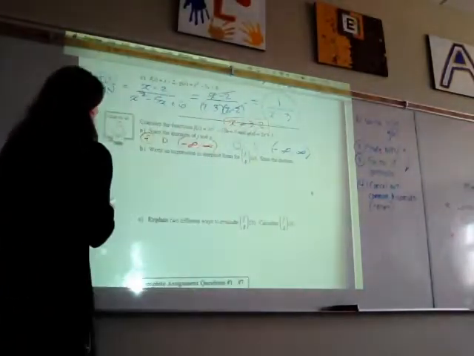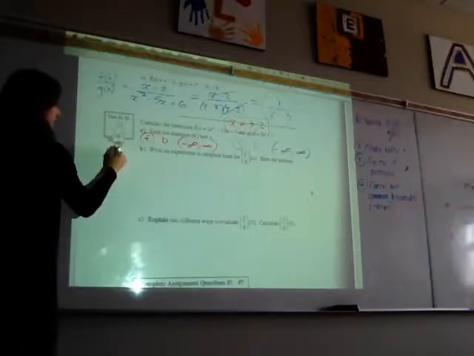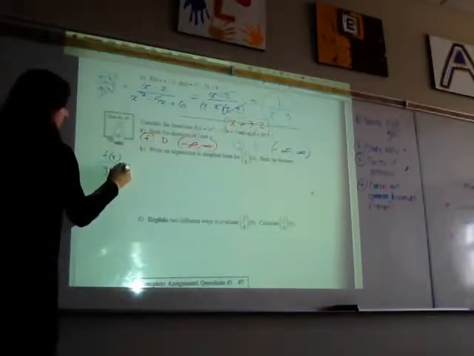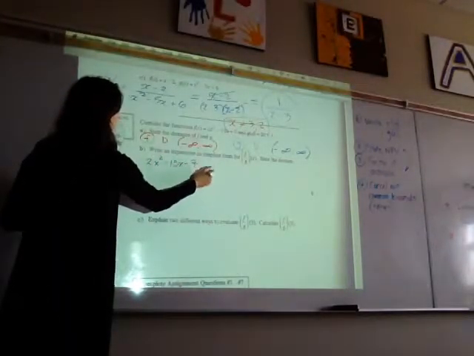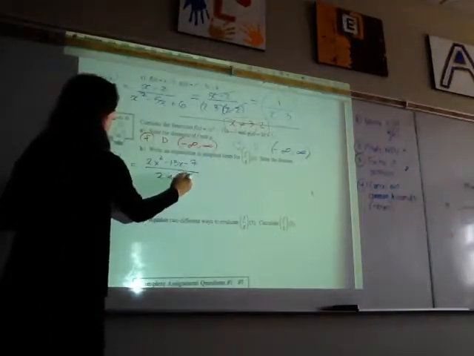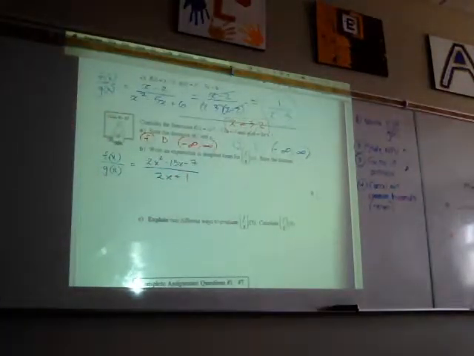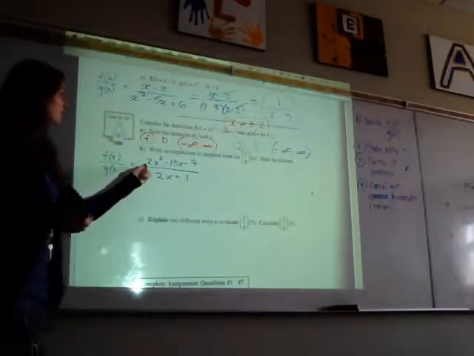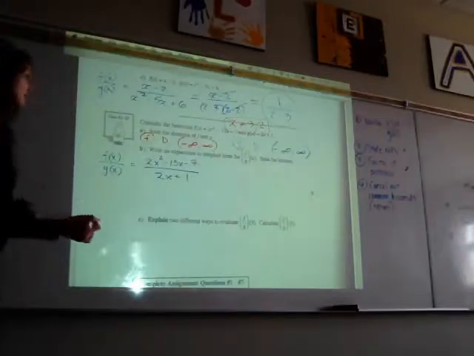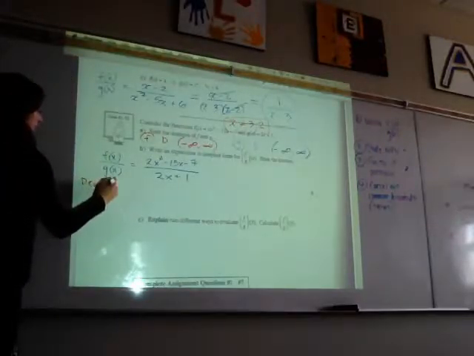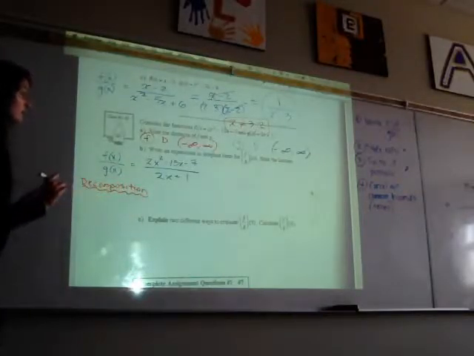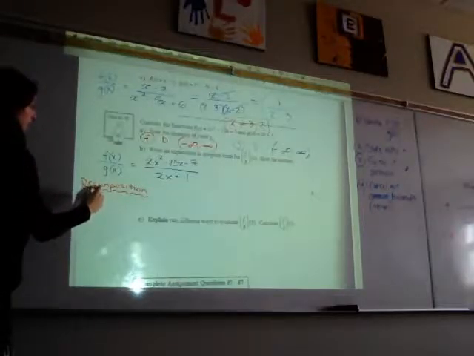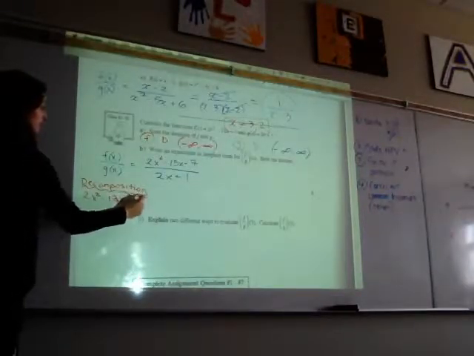Part B, we're going to divide f of x divided by g of x. So we get 2x squared minus 13x minus 7 all over 2x plus 1. So before we can cancel out, we need to factor this. So like I said, I'm going to factor by decomposition on the side. Just as review, so we're factoring 2x squared minus 13x minus 7.